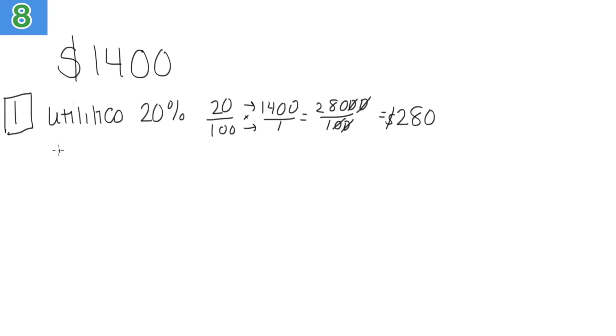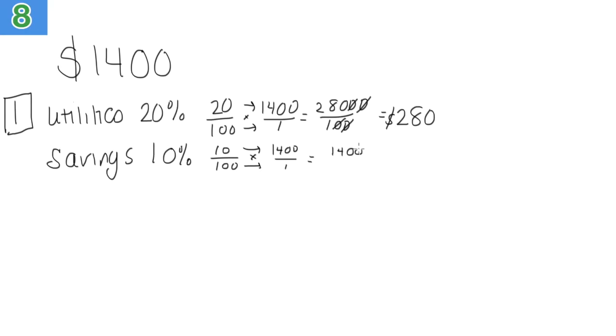Now, her savings account, she puts, we can check the chart, 10%. So we're going to do the same thing and find how much she pays her savings account. So it's 10 over 100, 10%, times 1,400 over 1. Go straight across. We get 14,000 over 100. Get rid of those zeros. We're left with $140.